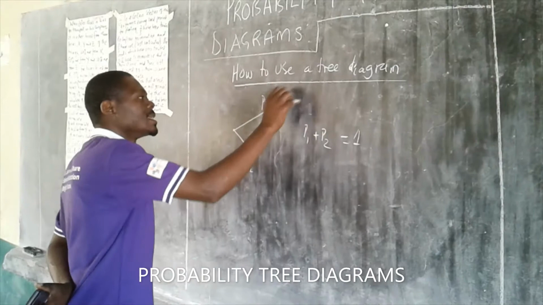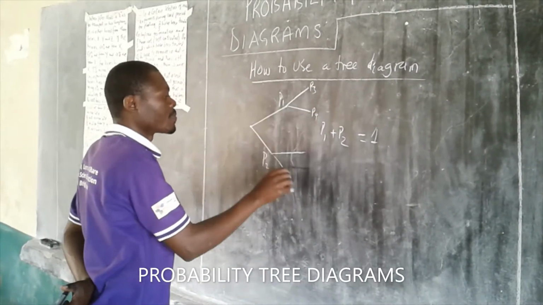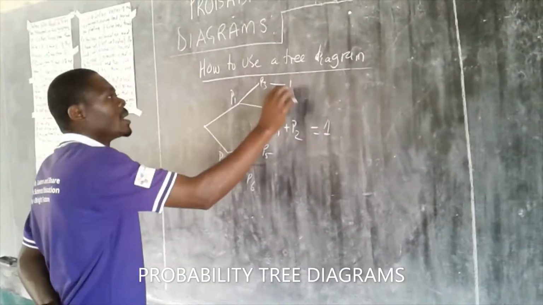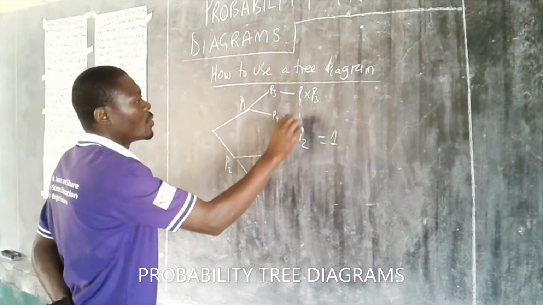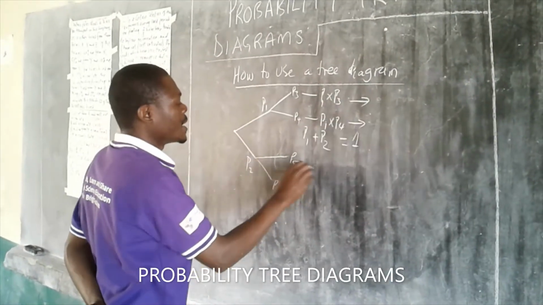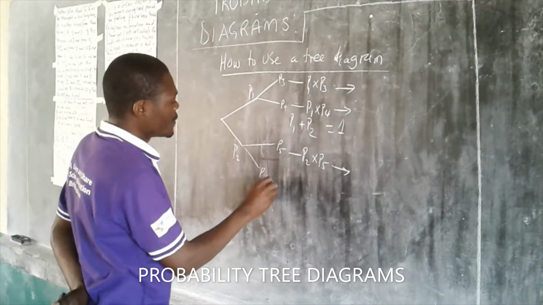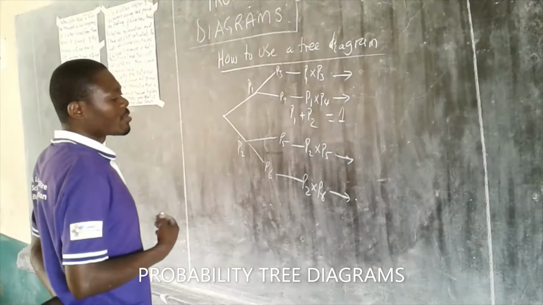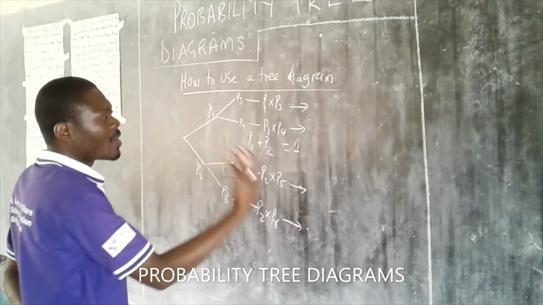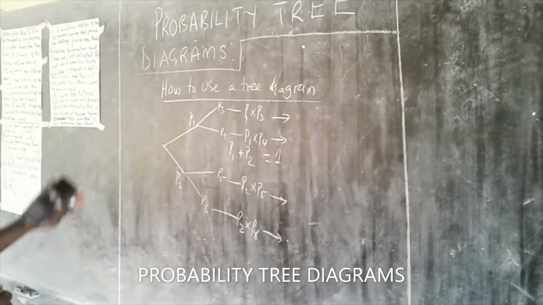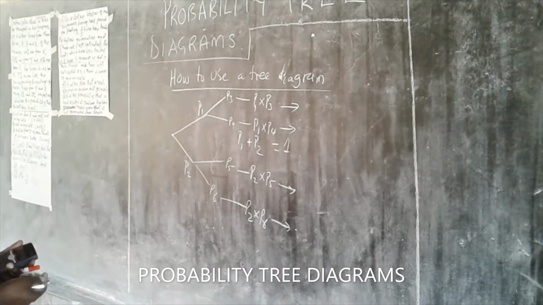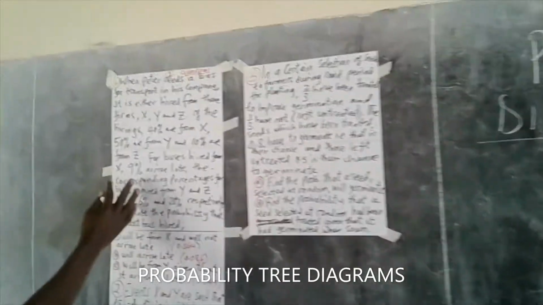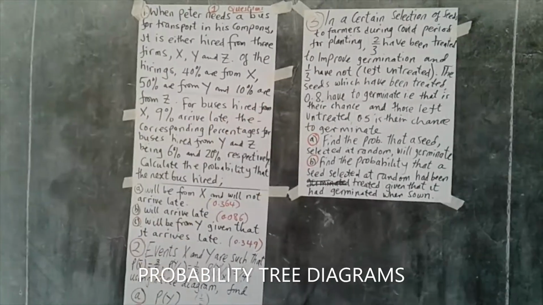Then, if a tree is extended, maybe to P3, P4, P5, then P6, you will have to multiply P1 times P3, then P1 times P4 to get the end result, then P2 times P5 and P2 times P6 to get end results. If a question is asked about these end results, you have to add them after you have checked that they are correct. In illustrating our topic today of tree diagrams, we are going to use examples. We have questions that are going to help us ensure that we understand this concept of tree diagrams.